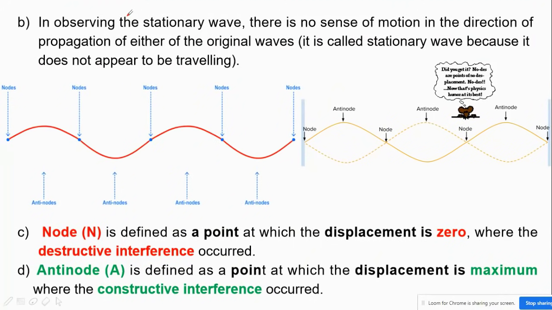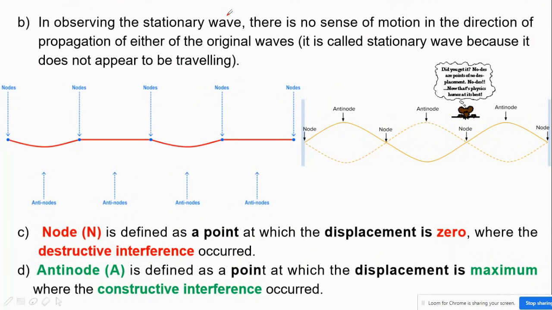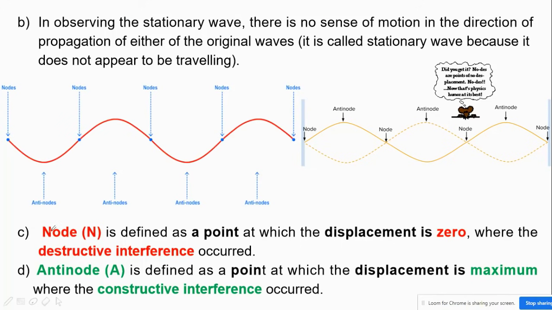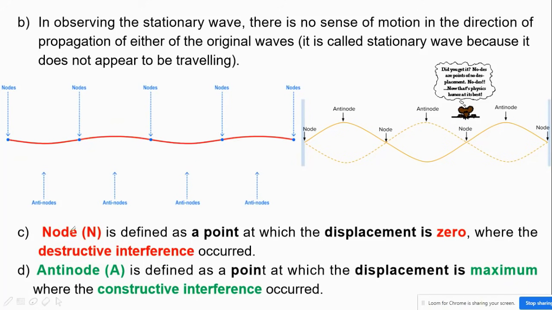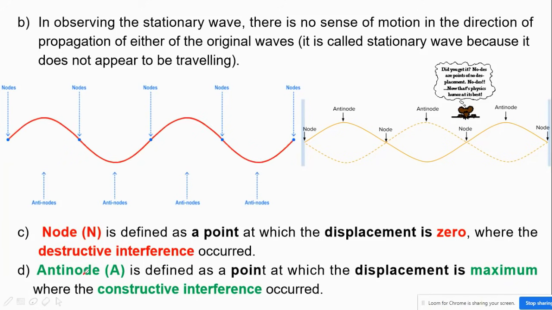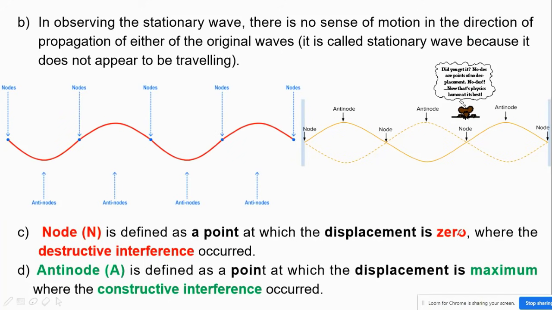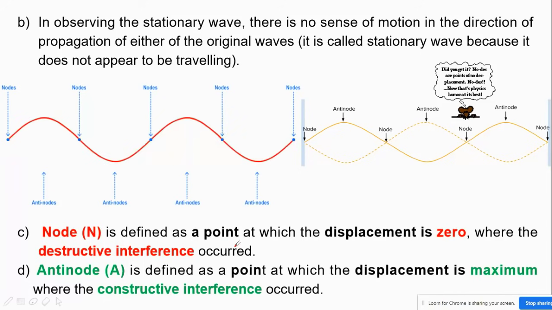So in observing the stationary wave, there is no sense of motion in the direction of the propagation of either of the original waves. It's called a stationary wave because it does not appear to be traveling. However, we can describe the stationary wave by nodes and antinodes. The node is defined as a point at which the displacement is zero, where the destructive interference occurs.